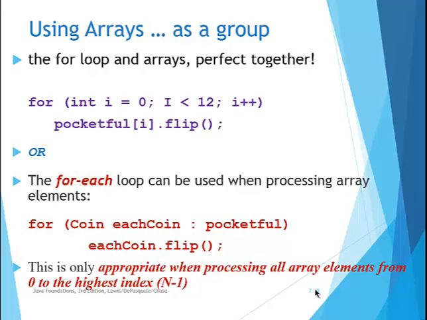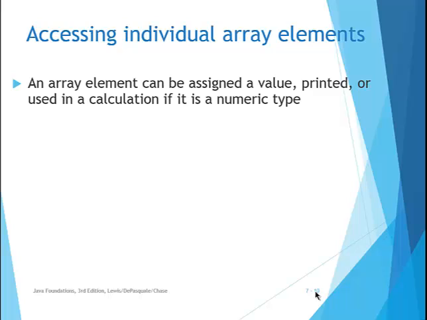If you are processing the entire array of objects, these can be used interchangeably. However, if you want to go from last to first, or only process a range of the elements, you cannot use the for each. You would have to code the for loop to do either of those types of processes. Now let's take a look at accessing individual elements within the array.